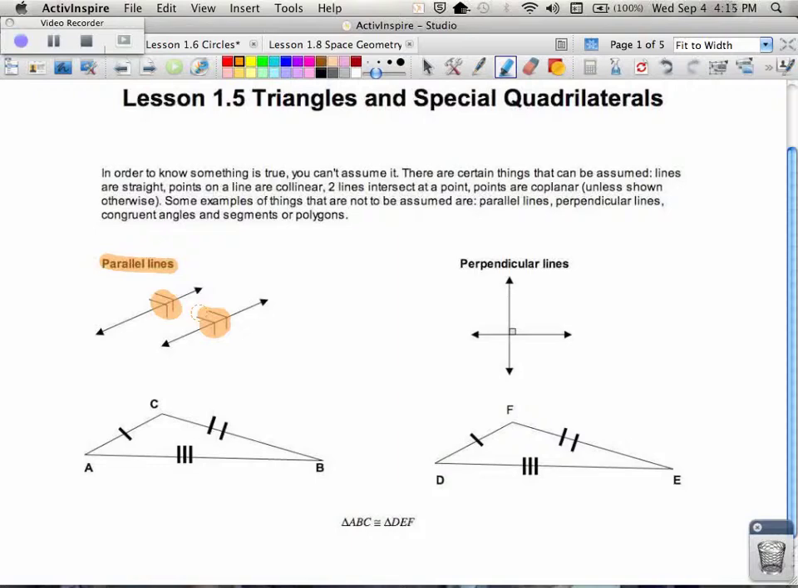The same is true for the perpendicular lines. Notice that if I want to talk about perpendicular lines, I need to see that little box that talks about perpendicularity because it shows a right angle. So it's very important to see these things.